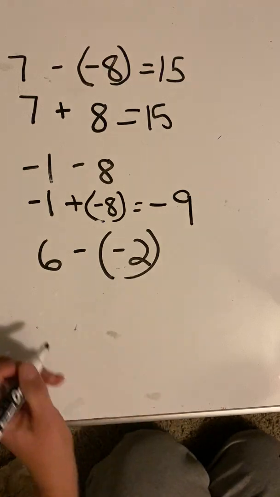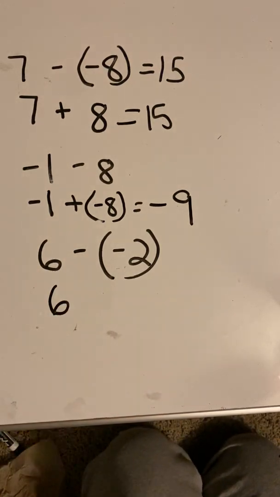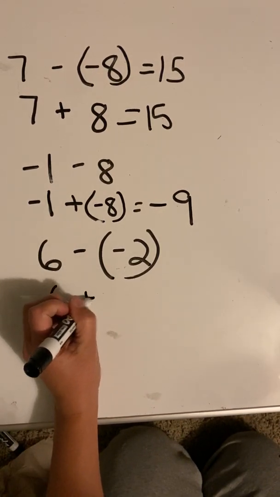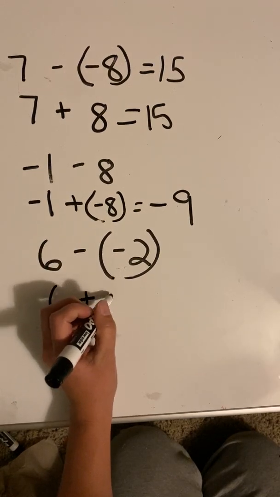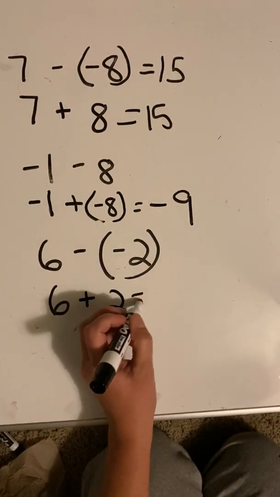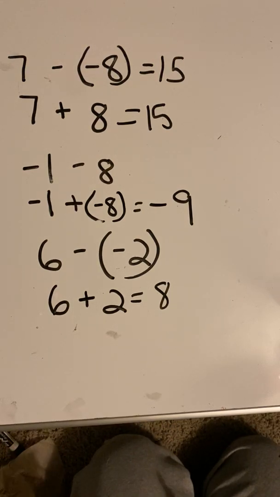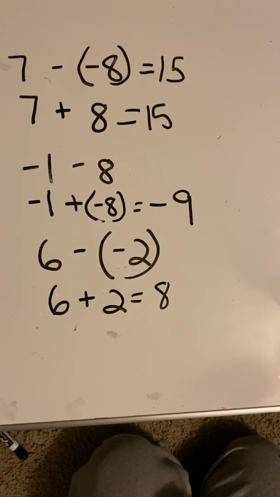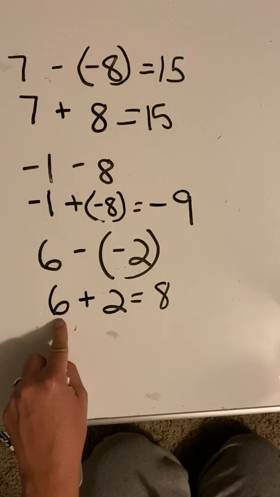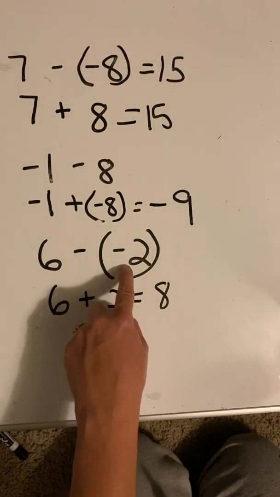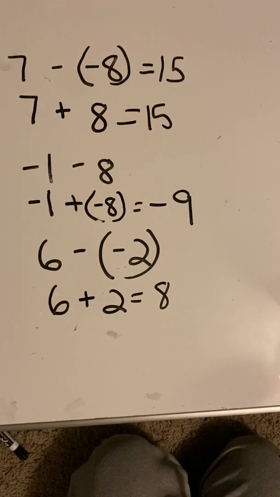6 minus -2. First number stays the same. Subtraction changes to addition. This goes opposite, so it becomes +2. 6 plus 2 is 8. Do you see how much easier that is to see as an addition problem as opposed to a subtraction problem? So again, first number stays, subtraction changes to addition, second number changes to the opposite.